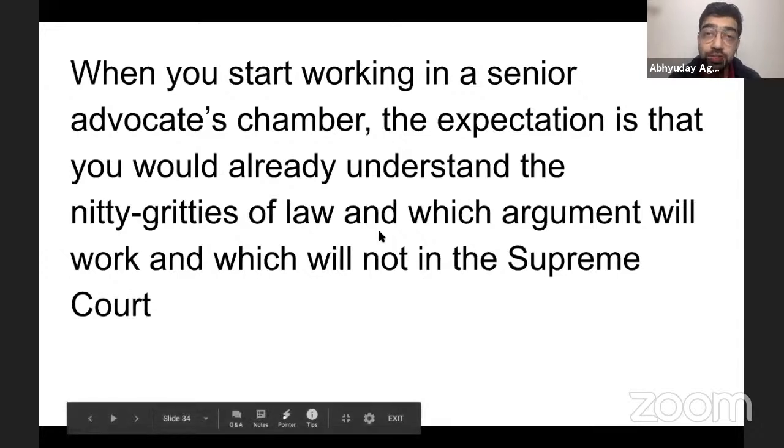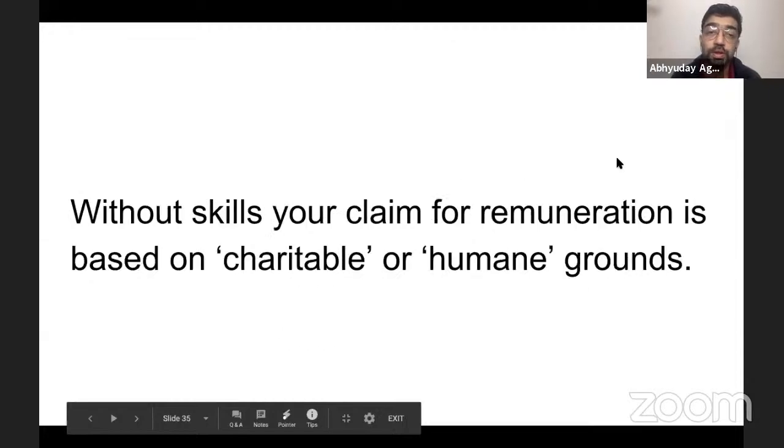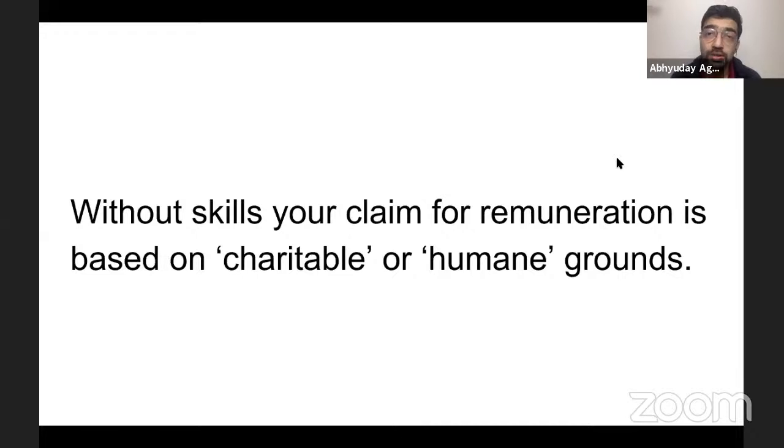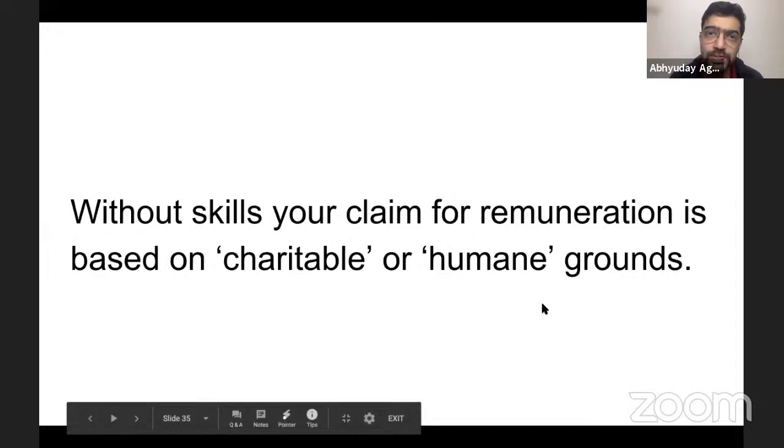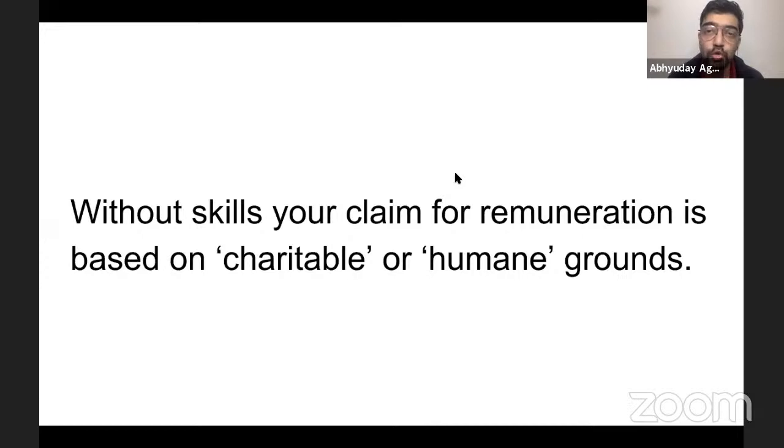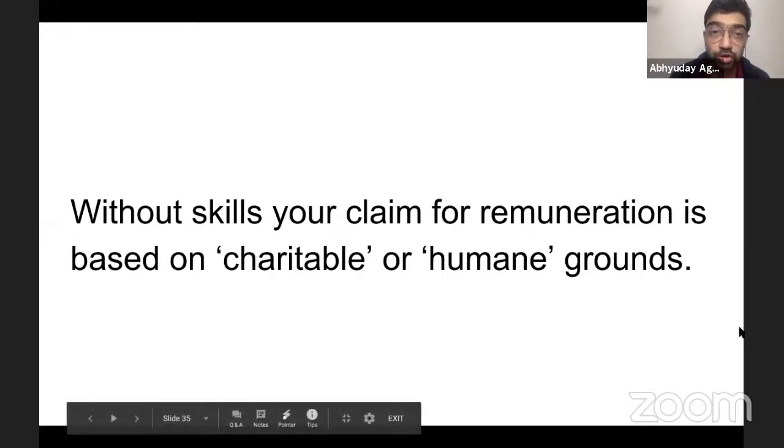When you start working in a senior advocate's chamber, the expectation is that you already understand the nitty-gritties of law and which argument will work and which will not. Without skills, your claim for remuneration is going to be based on charitable or humane grounds. And that's what people say, right? The ones who criticize say that it is inhuman to pay so little for so much work and you're exploiting us. But hello, they will exploit you if they can get something relevant out of you. If somebody goes unprepared to a lawyer's chamber and is not able to effectively contribute, then they will not be able to pay unless it is on charitable or humane grounds.